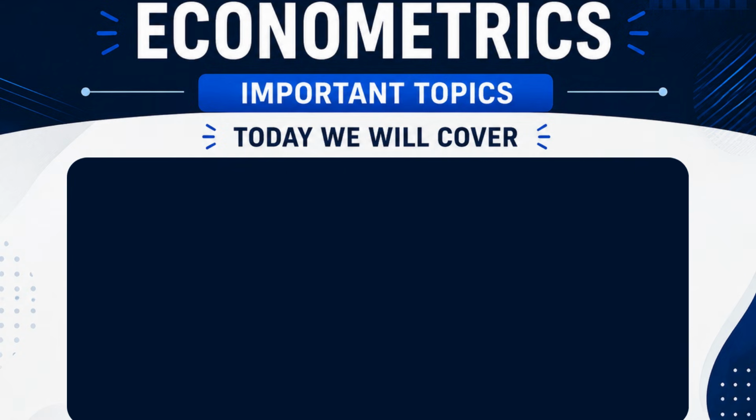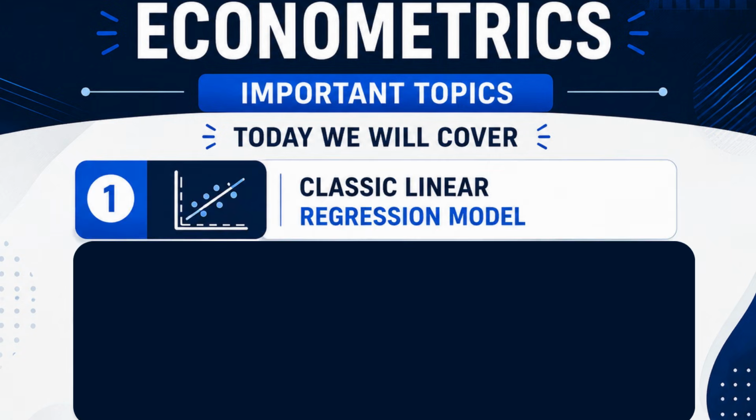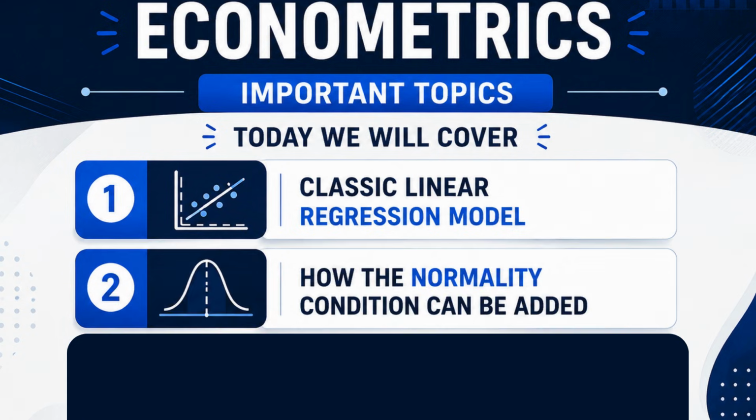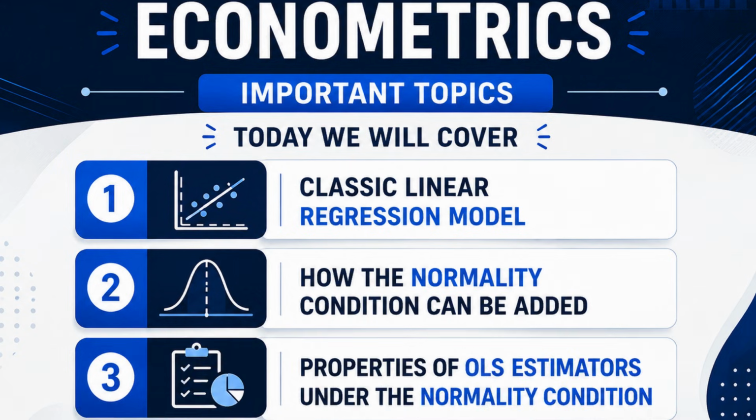In today's video, we are going to discuss three very important concepts from econometrics. First, we will understand the classical linear regression model, or CLRM. Second, we will understand the normality condition, how it is incorporated into the regression model, and why it is important. And finally, we will discuss the properties of OLS estimators under the normality condition. So let's understand each concept step by step.